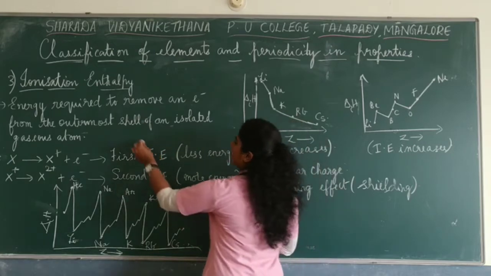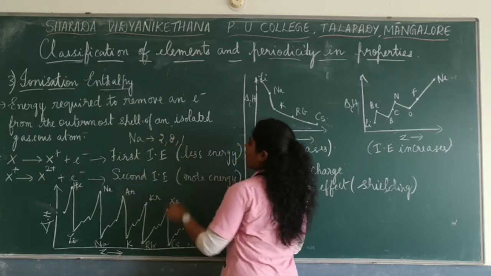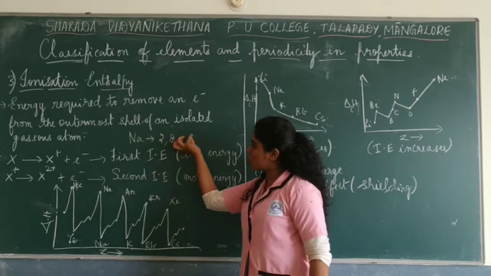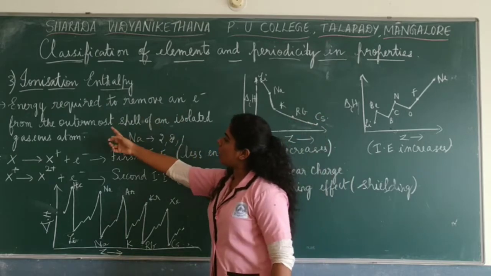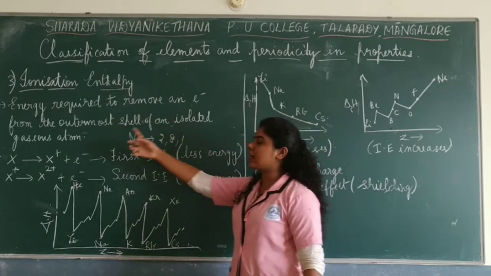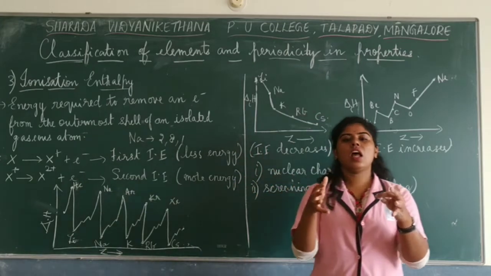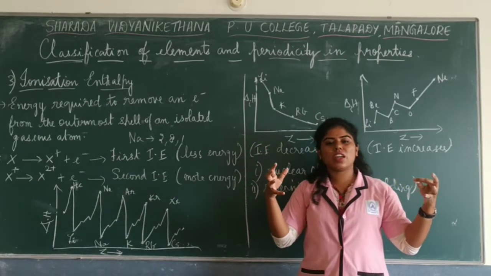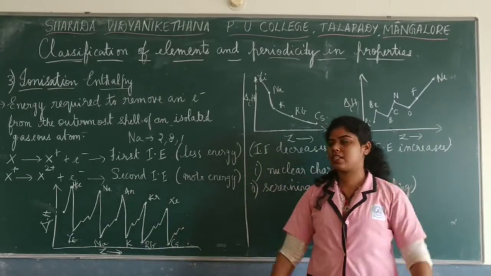If sodium is written as 2,8,1, you require some energy to remove the outermost electron from the outermost shell of an isolated gaseous atom. So it should be in the gaseous state first of all, because if it is a solid or liquid, you require more energy to overcome the forces of attraction itself.